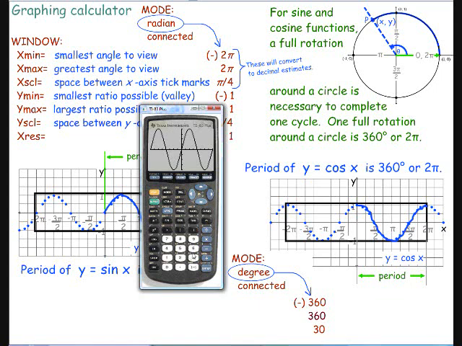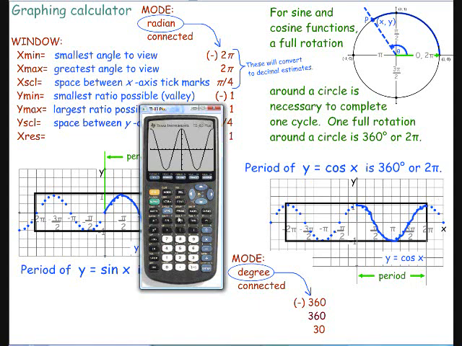Except let's put in y equals cosine. Whoop. Back it up. Clear. Cosine x. And then we'll graph it. We didn't change the window. The window will stay the same. And now we see it starting at negative 2 pi, going down, down, down, and coming back up when it gets to the origin angle measure of 0, and repeating again.